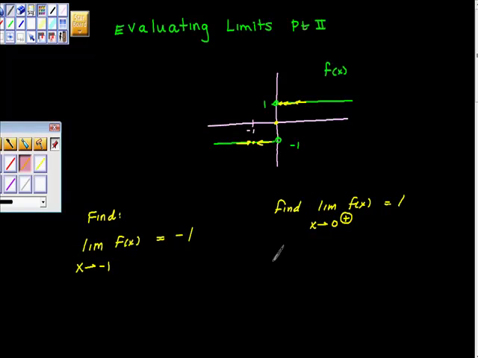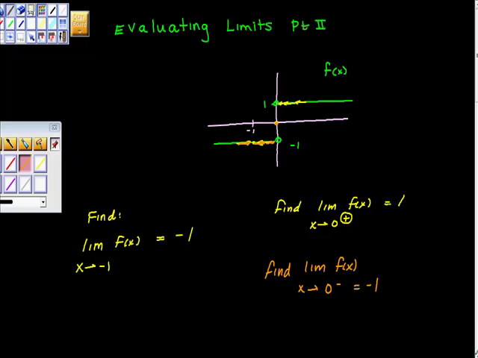By contrast, what if we said this? What if we said, find the limit of f of x as x approaches 0 from values less than 0. In that case, again, we're approaching x is 0, but now we're approaching x is 0 from the left-hand side, and that puts us on this trail right here, doesn't it? So the height is equal to negative 1.